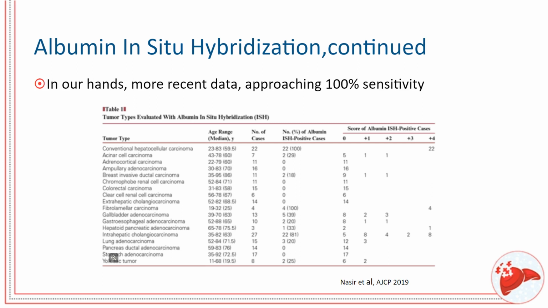But importantly, it is not 100% specific. It can be expressed in cholangiocellular carcinomas, as you can see here in this particular table, and it can be positive in a number of other adenocarcinomas, as we showed in this study published by one of our excellent former fellows, Dr. Nasir, just a couple years back.